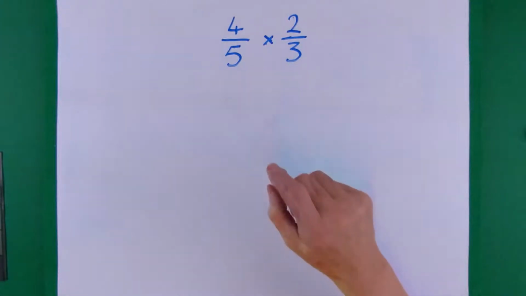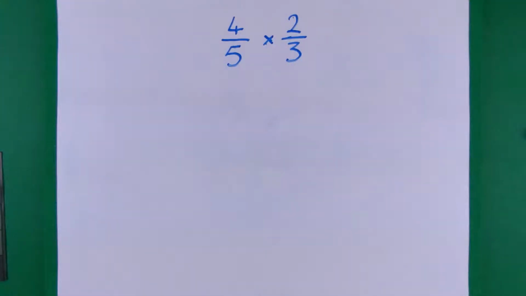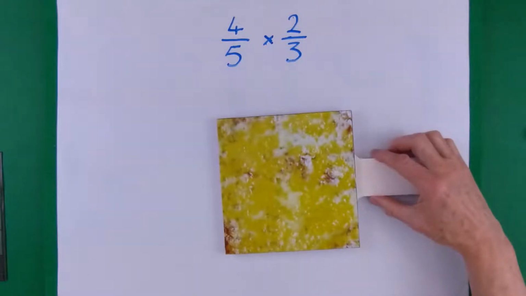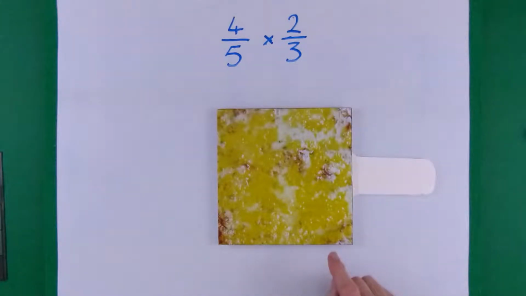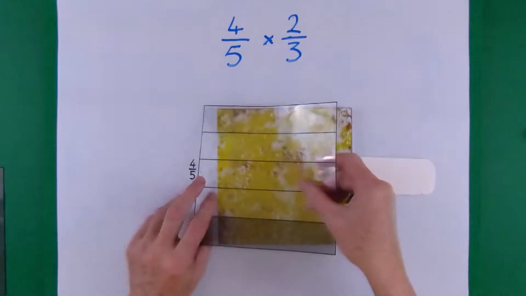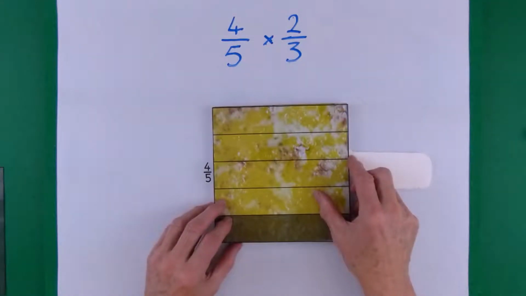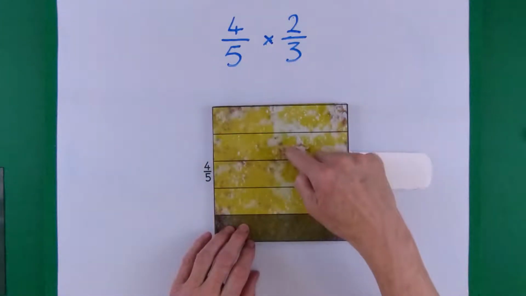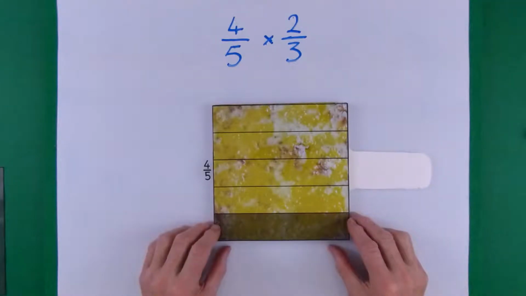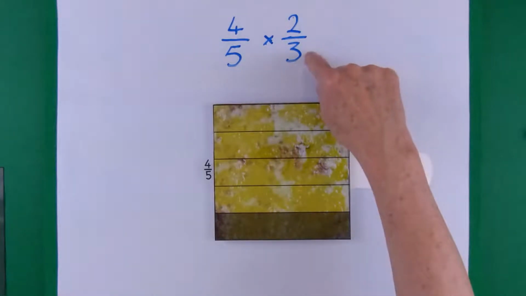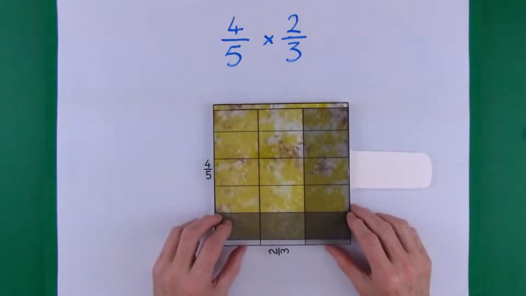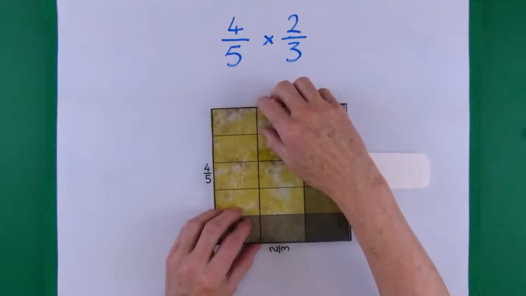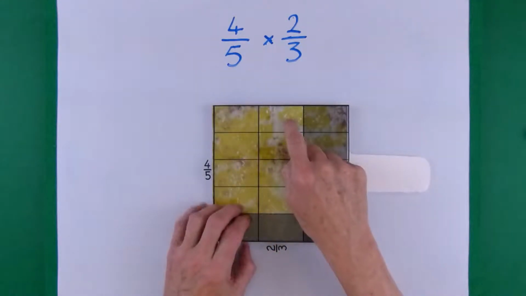You can always show multiplication by using area, so we will be using square pizzas to mean one whole number. For 4/5 of a pizza, we can chop the pizza into 5 bits, and for the 4 we keep 4 of them. So we could also chop the pizza the other way to get the 2/3, so we chop it into 3 bits and we keep 2 of them.